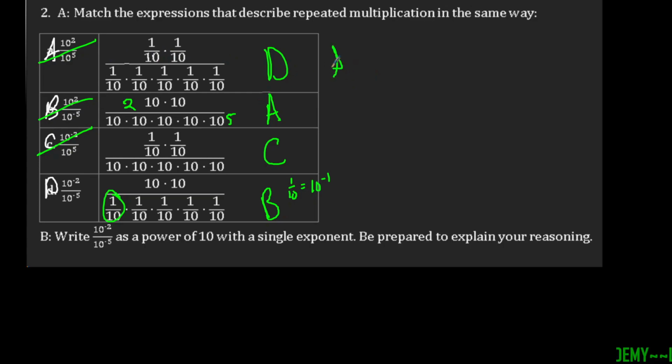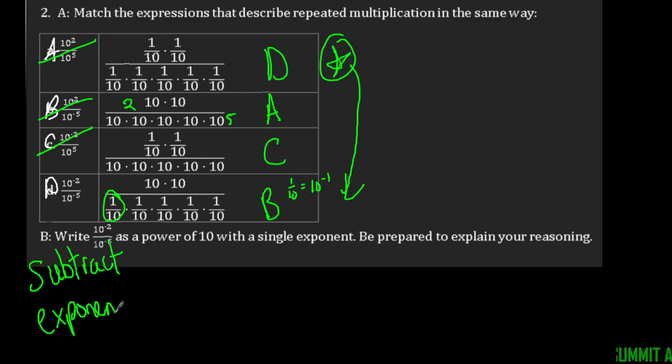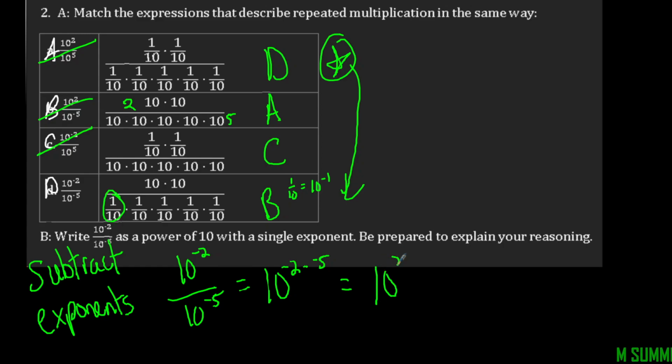So this is that option that we're going to do for this part B. We're going to write 10 to the negative 2 divided by 10 to the negative 5 as a power of 10 with a single exponent. What we do when we divide values with the same base is we subtract the exponents. So 10 to the negative 2 divided by 10 to the negative 5 is the same as 10 to the negative 2 minus a negative 5. Again, be careful when you're working with these integers. It's almost like we're adding 5 to it, so this is going to be the same as 10 to the 3rd power.